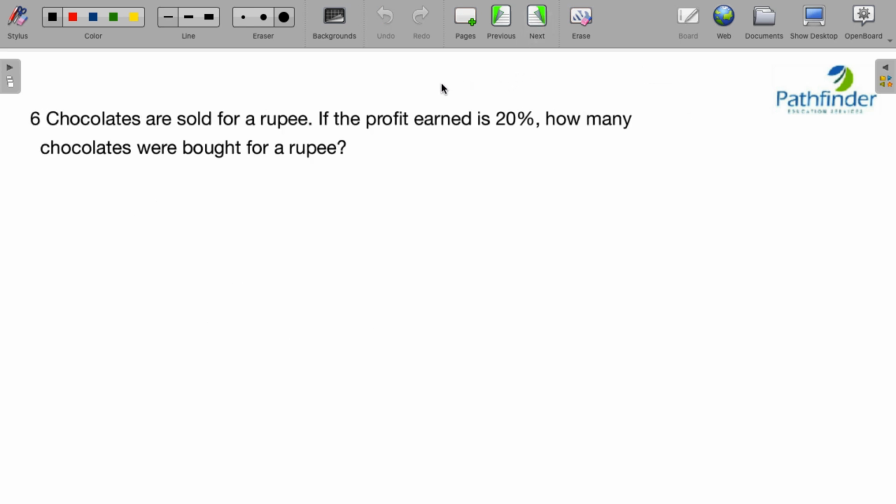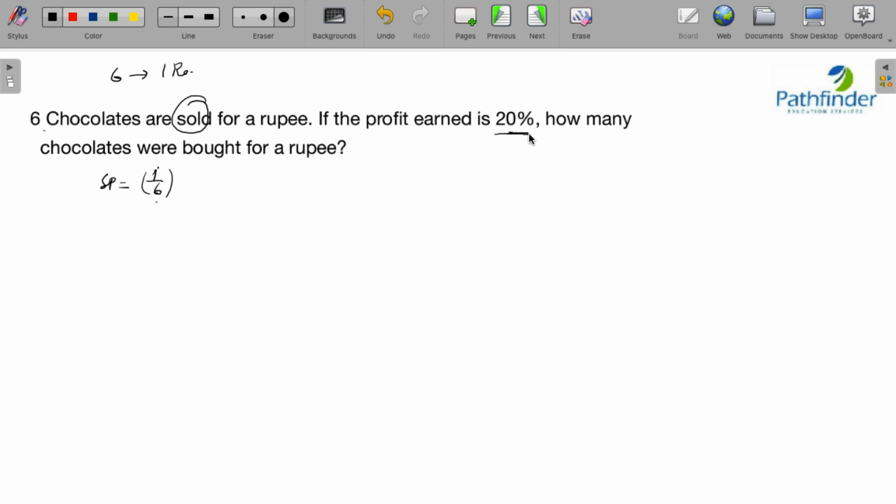Another question, 6 chocolates are sold for a rupee. What does that mean? Sold for a rupee means selling price is given to you. 6 chocolates for 1 rupee. So understand one thing, selling price is always the price of one item. So what is the price of one chocolate here? 1 divided by 6, rupees on top and number of units at the bottom.